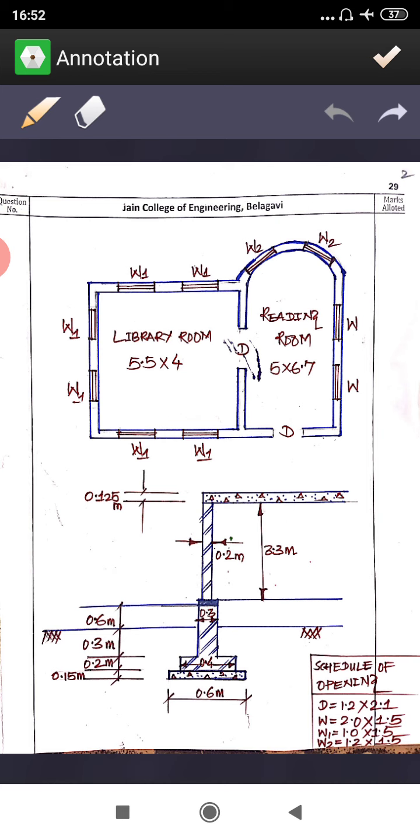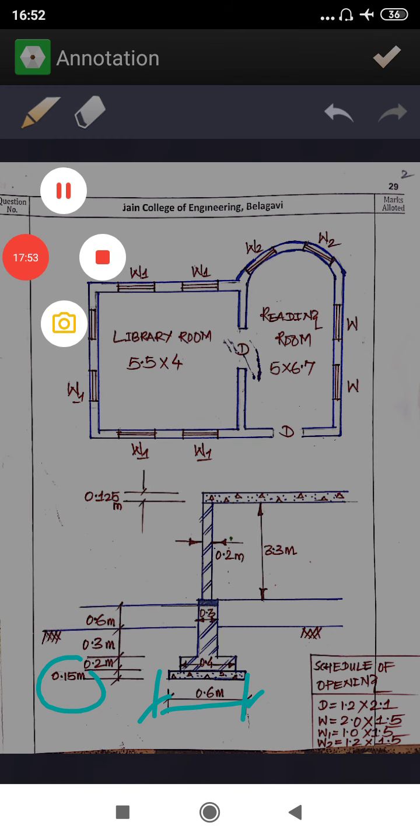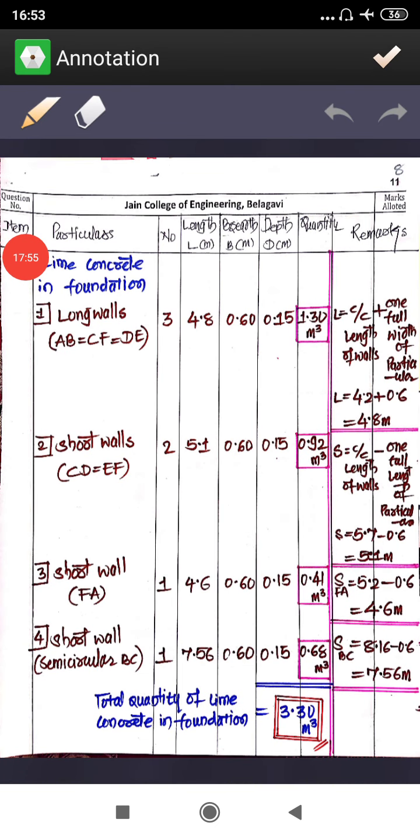Whatever length you have got for excavation, that is going to be the same as for this foundation bed concrete. So there is no change in the length, only thing is that you have to change the depth. Now here I'll be showing lime concrete in foundation. Again the same pattern you have to follow, that is 3 long walls and 4 short walls, the same pattern you have to follow.